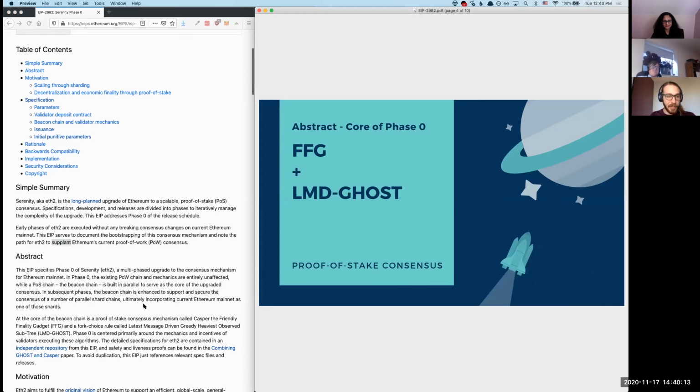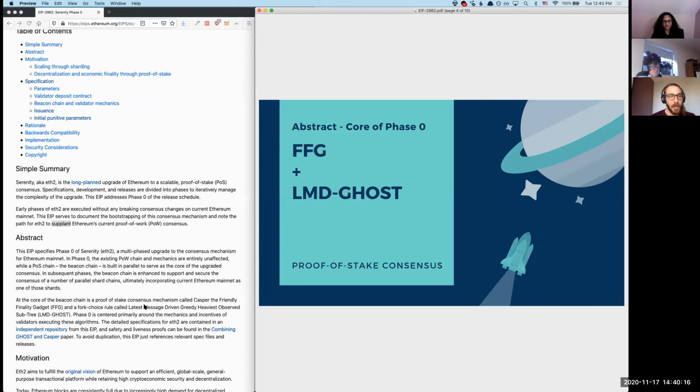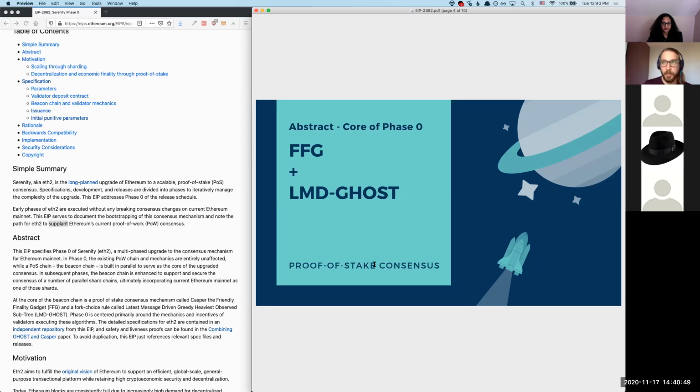The abstract is a little bit more technical. It repeats some of the stuff, but it goes more concretely to discuss what actually is accomplished in phase 0. And this really is the proof of stake consensus. It's the bootstrapping of that. And there's really two key algorithms. There's a lot of fine details in terms of the management of validators and accounting and state and hashing and all sorts of fun stuff. But really what we're trying to accomplish is consensus algorithms that interact with each other.